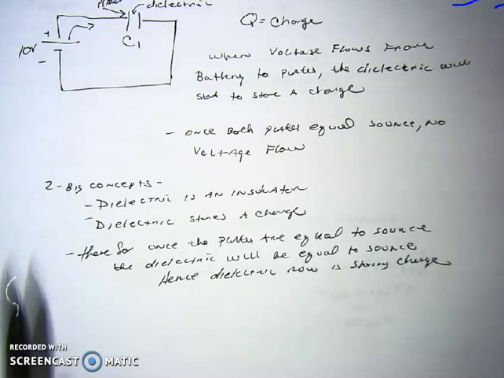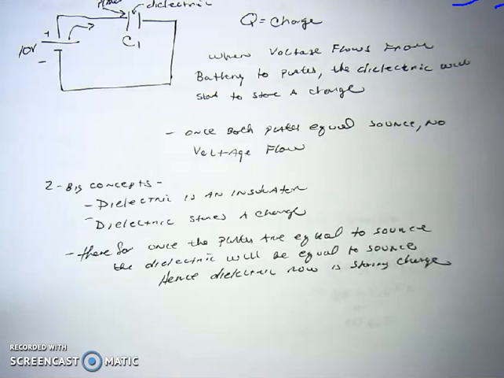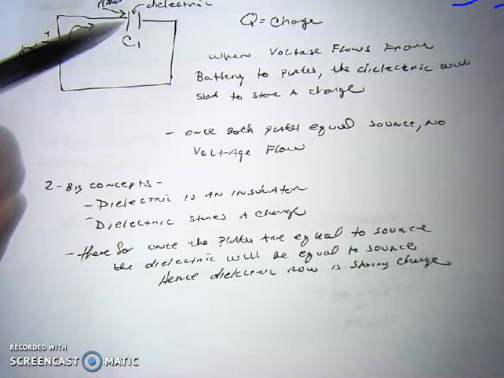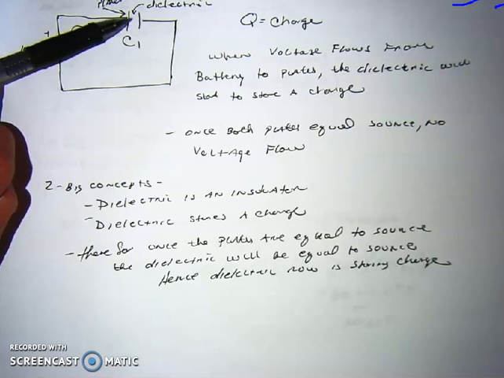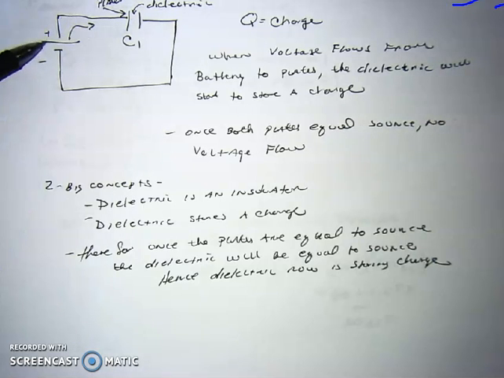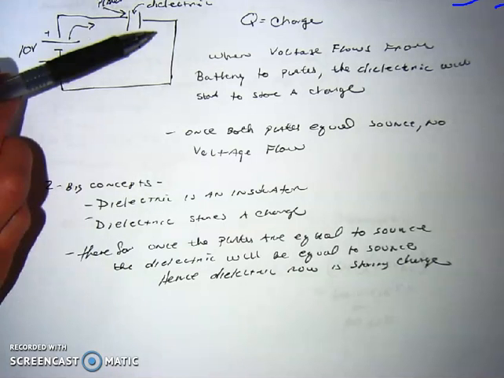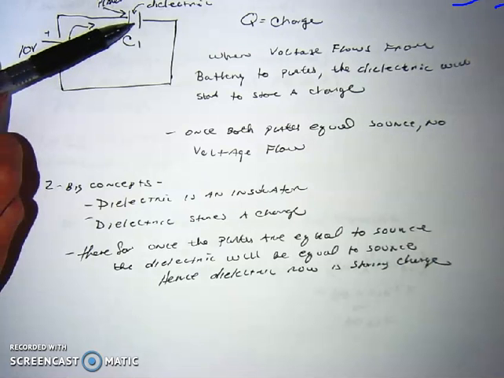The two big concepts I want you to understand are that the dielectric is an insulator and that the dielectric stores a charge. As mentioned in the schematic above, once this capacitor reaches the source voltage, the voltage at the dielectric is going to equal the source. So if this is 10 volts, the dielectric is going to be 10 volts. There is not going to be any way for current to flow anymore because we have already stored as much as we can on these plates and into the dielectric.